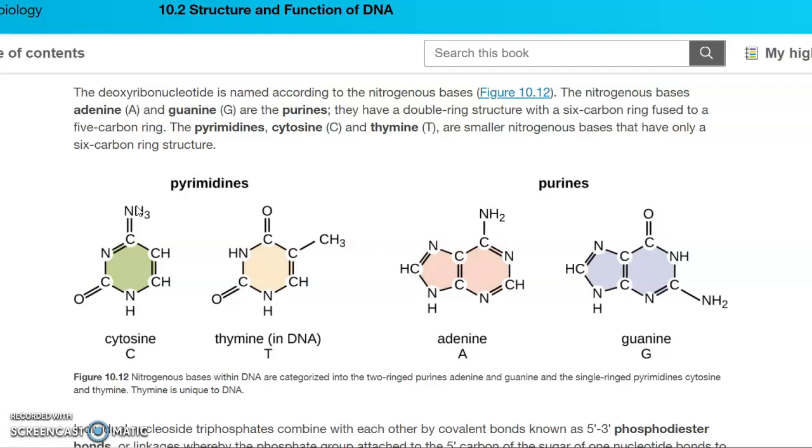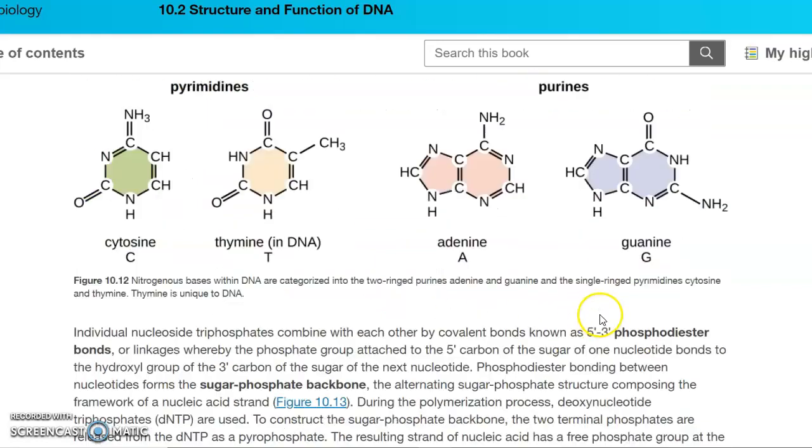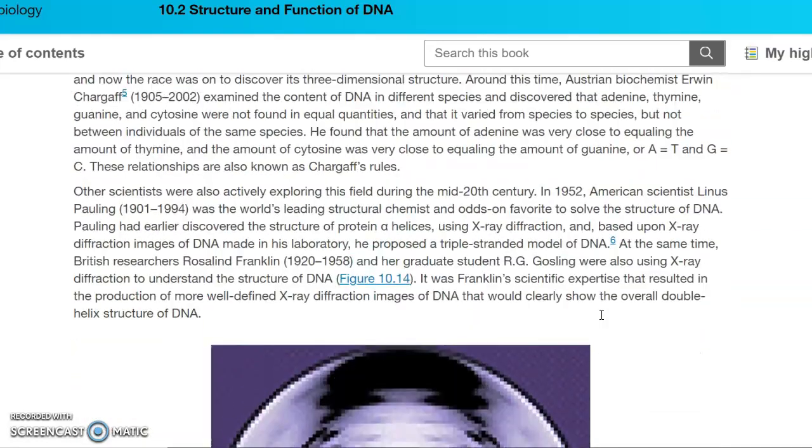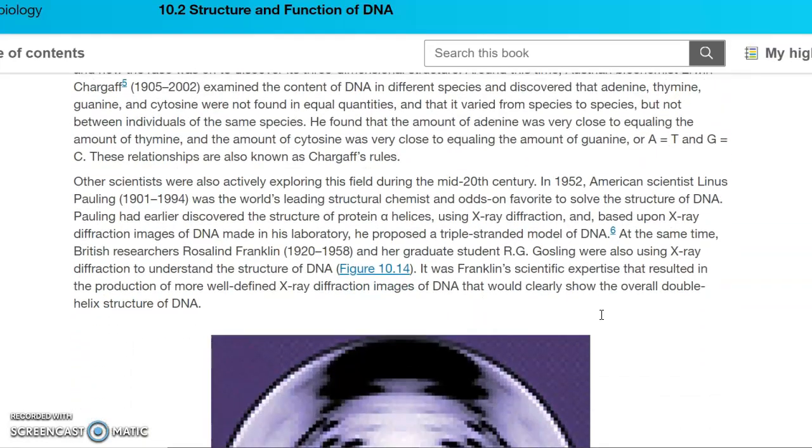So if you have 50% of your bases as adenine, then the other 50% have to be thymine. They come in equal percentages. Okay, so that's Chargaff's rule. So that gave us kind of our first piece of the puzzle.